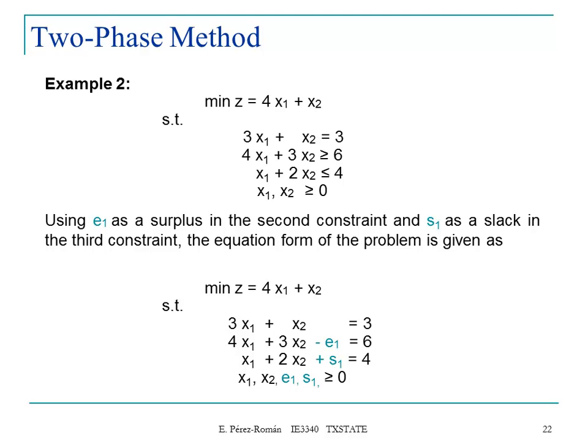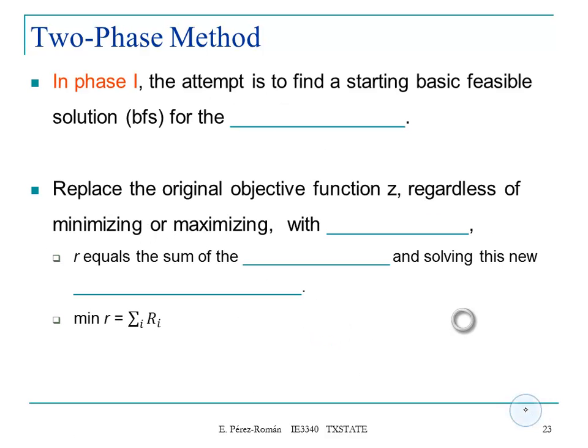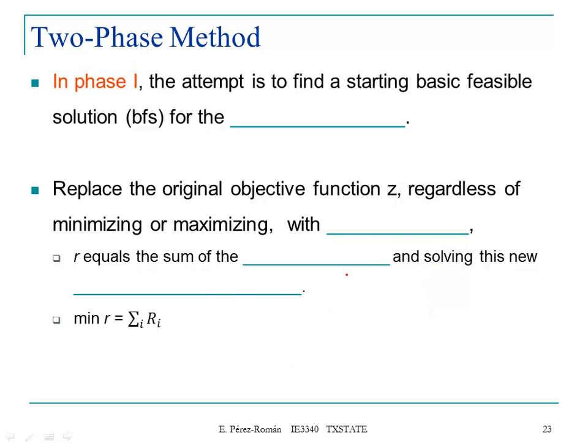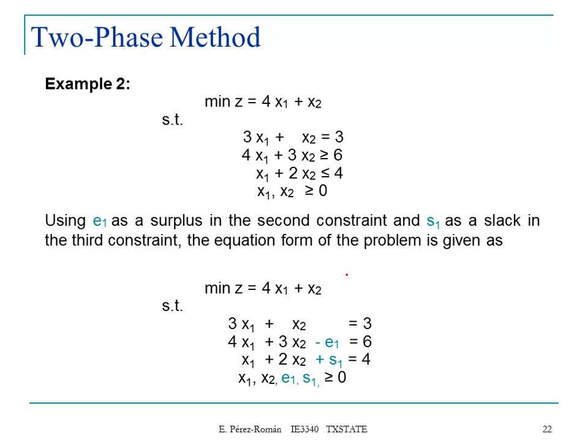So if we want to put this problem into standard form, this is how it's going to look like. We have an excess variable here for the second constraint and a slack variable here.